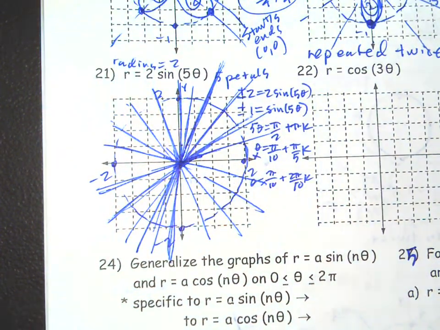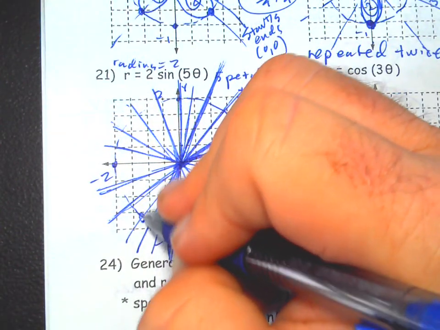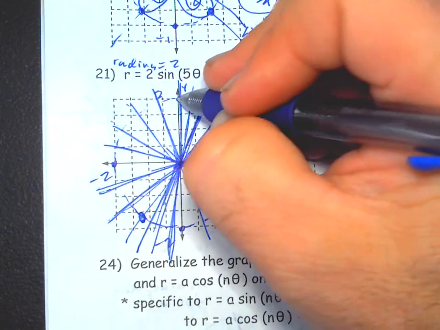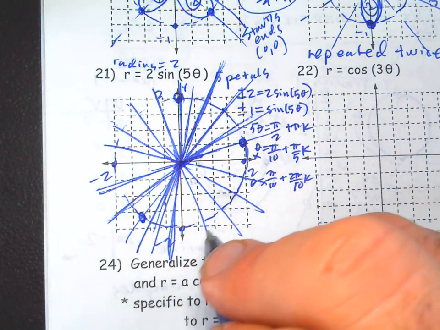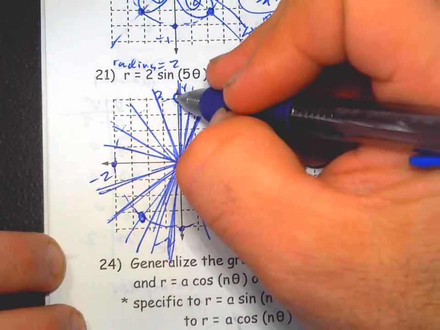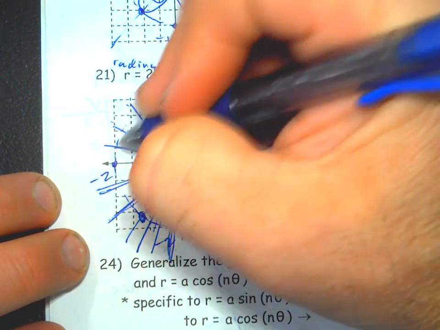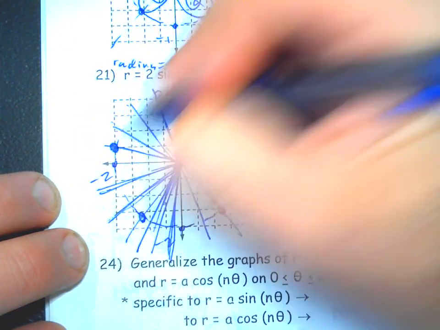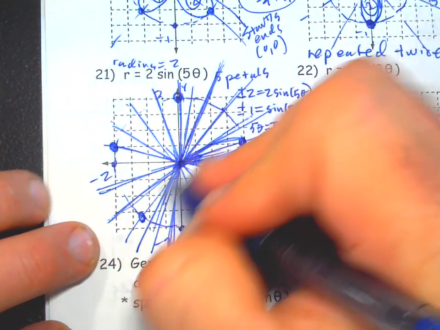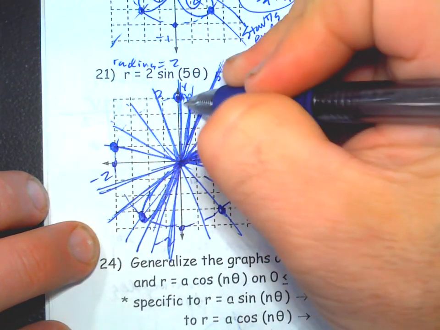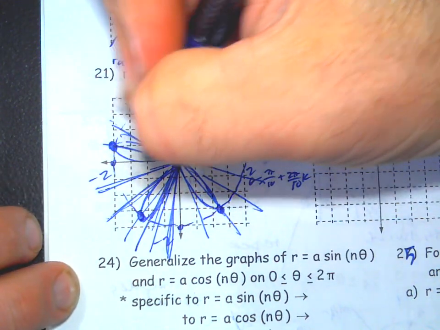Okay. First angle is positive. Next one is negative. Next one is positive. Next one is negative. Next one is positive. That should be it. So the first one is right here. And the second one is over here. And then this is the third one. This is the fourth one. And this is the fifth one.